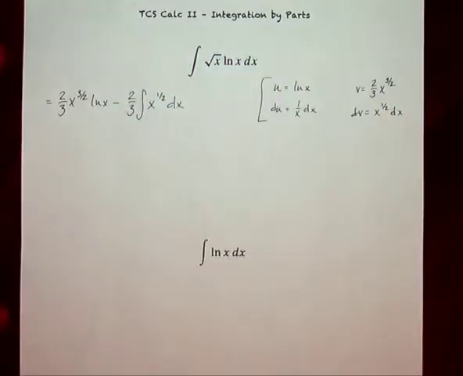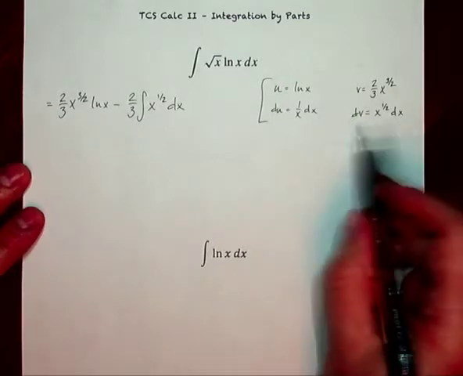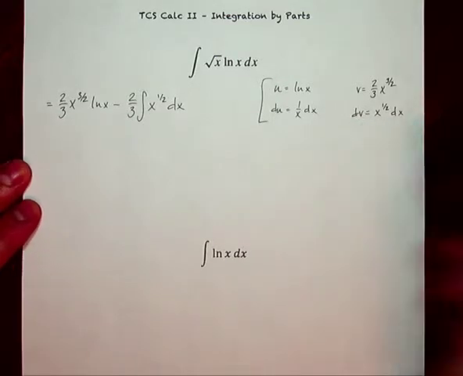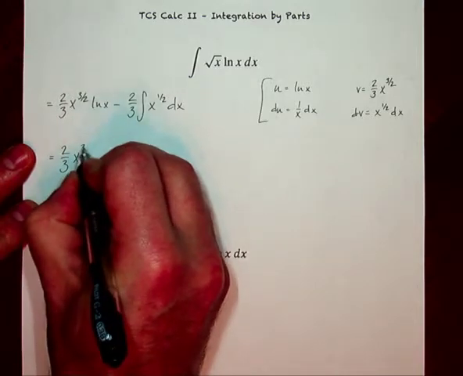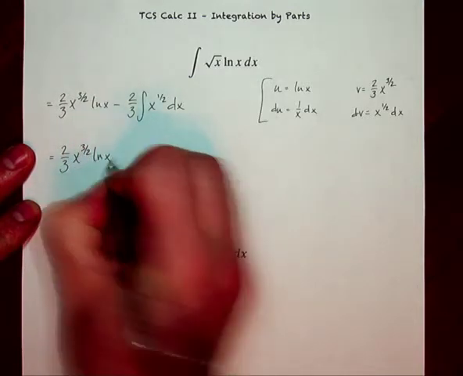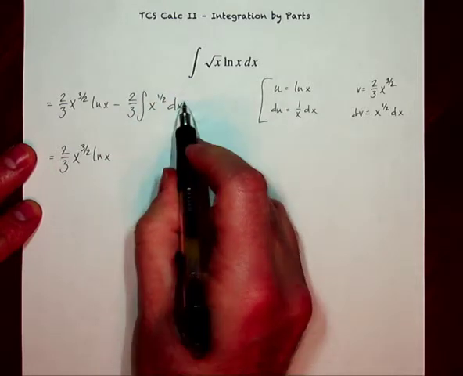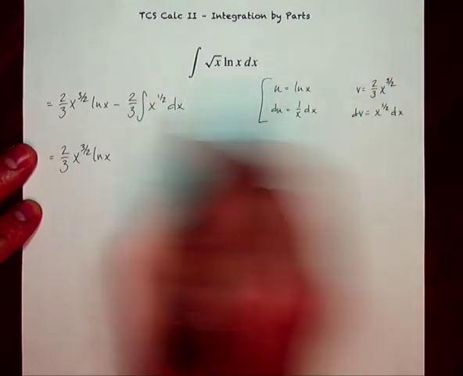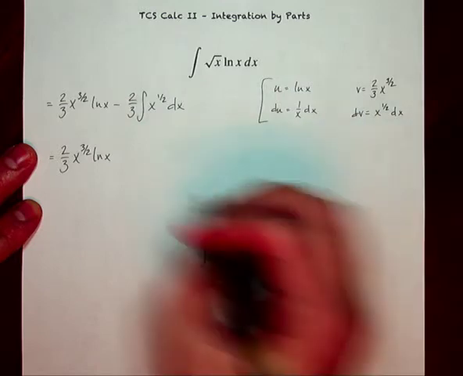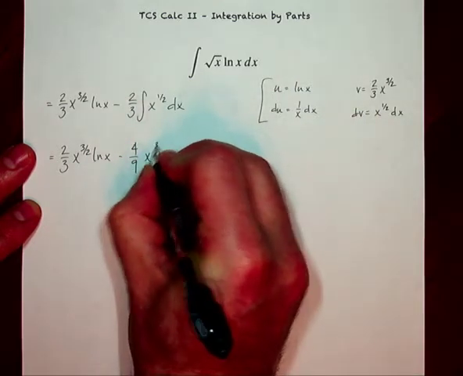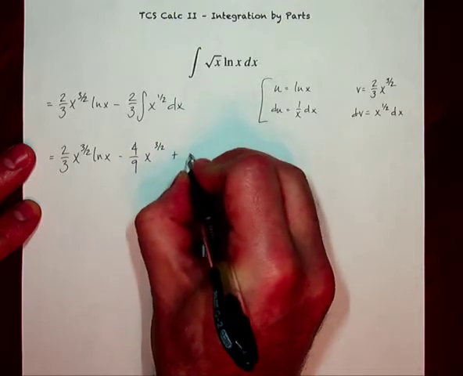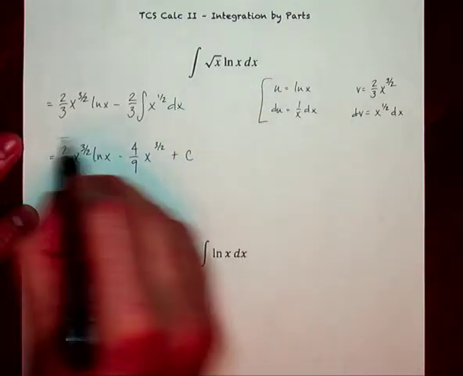Well, I know how x to the 1/2 dx integrates, because that's what I designated my dv. So I've already done that work once. I simply have to do it again. And when this integral becomes 2/3 x to the 3/2, the 2/3 and the 2/3 combine to make 4/9 x to the 3/2, and of course the obligatory plus c.